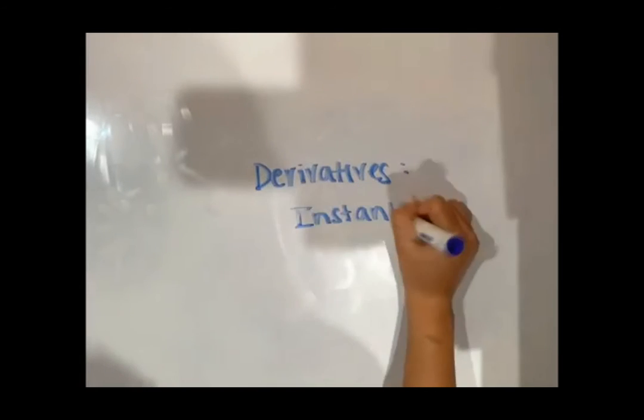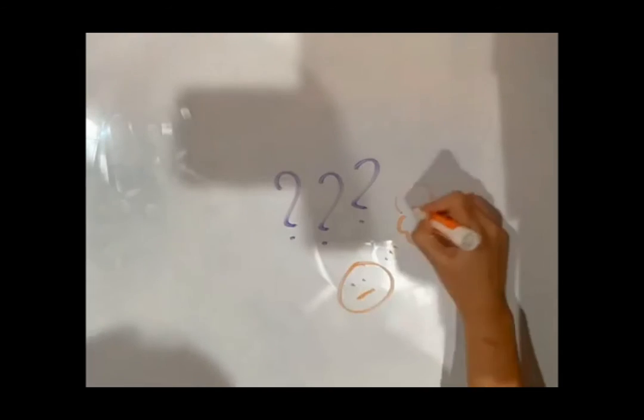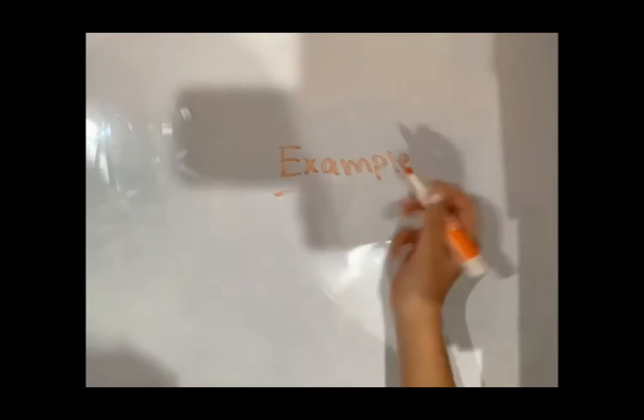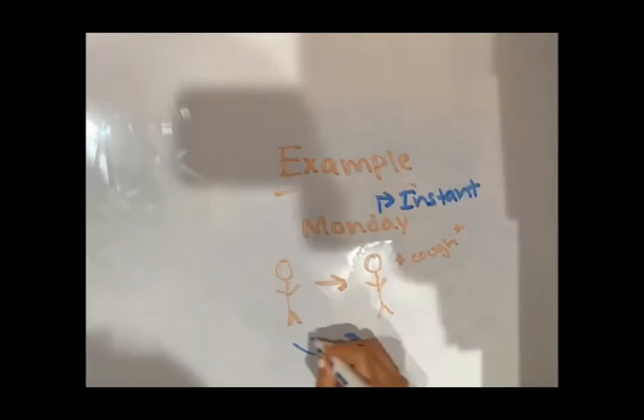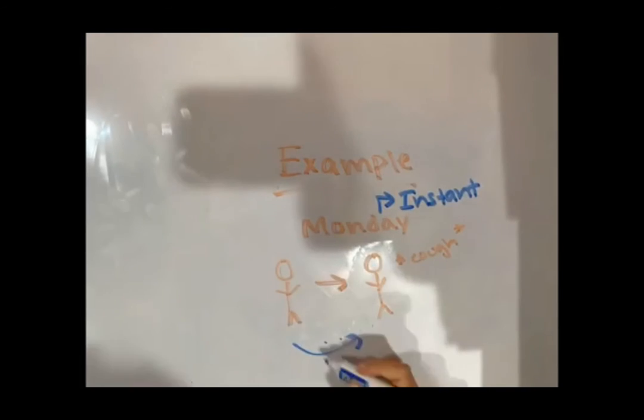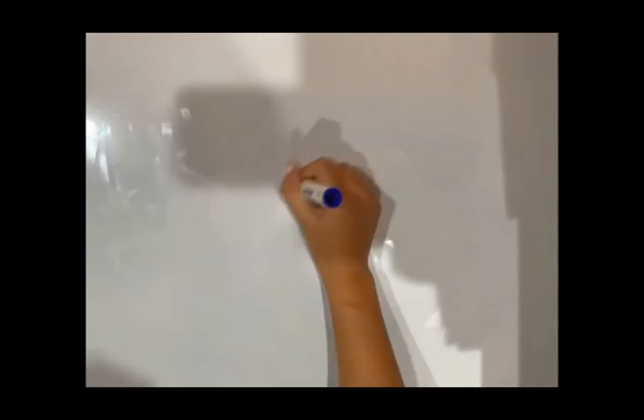A derivative is the instantaneous rate of change. And now you might be wondering, well, what does that mean? Think about it this way. You're looking at a large data set of COVID infections, but you just want to know how many people got infected on Monday. Well, Monday would be your instance, and your change would be from susceptible to infected.